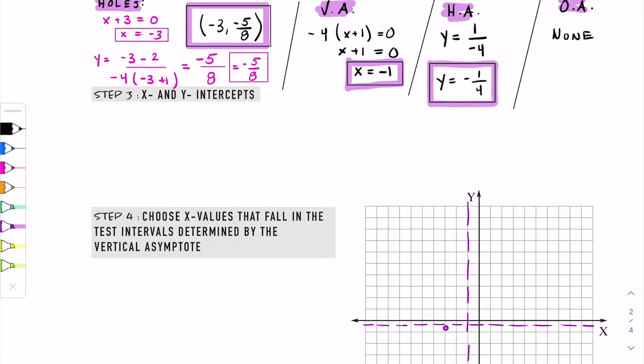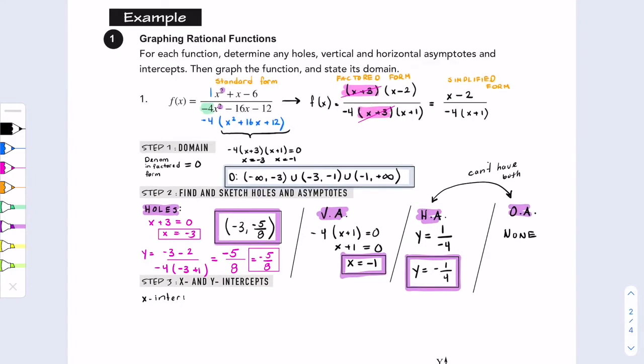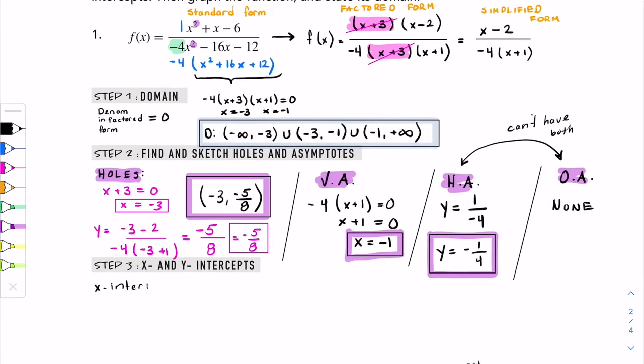Step 3 is to find the x and y intercepts. We'll start with the x-intercept. The x-intercept is identified by the simplified form. And within the simplified form, you're looking at just the numerator. You're going to set the numerator equal to 0, and you're going to solve for x. In this case, x equals -2, which indicates the x-intercept is at 2, 0. I think I said -2. It's at +2.